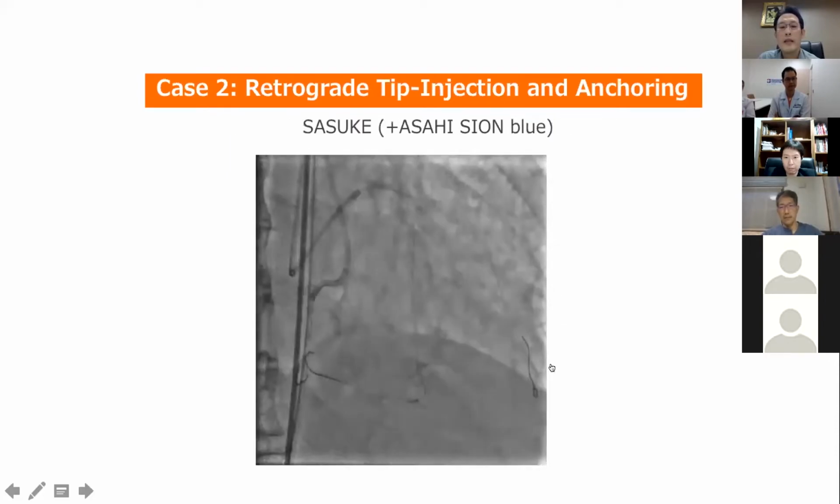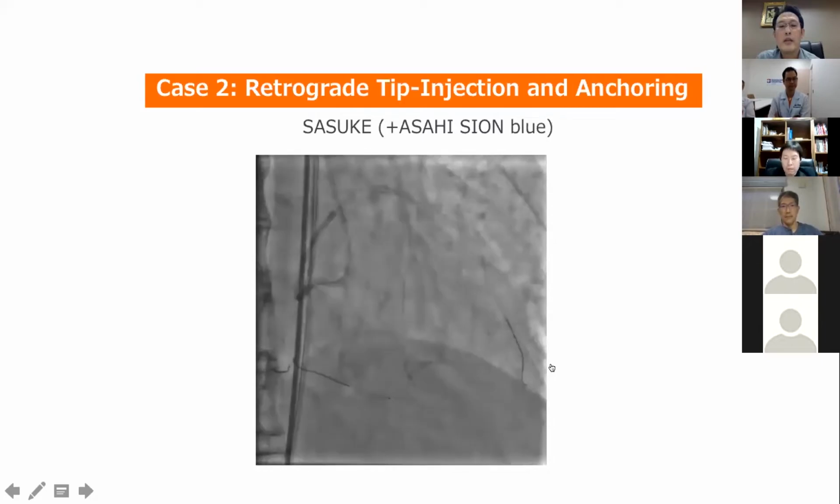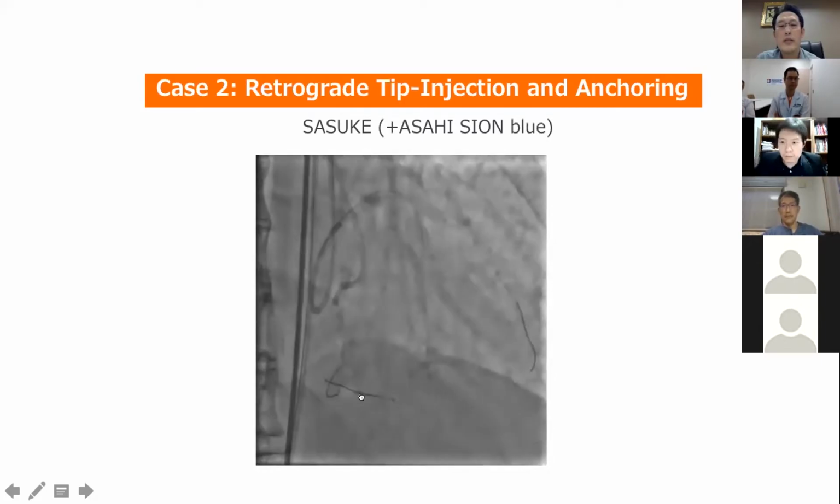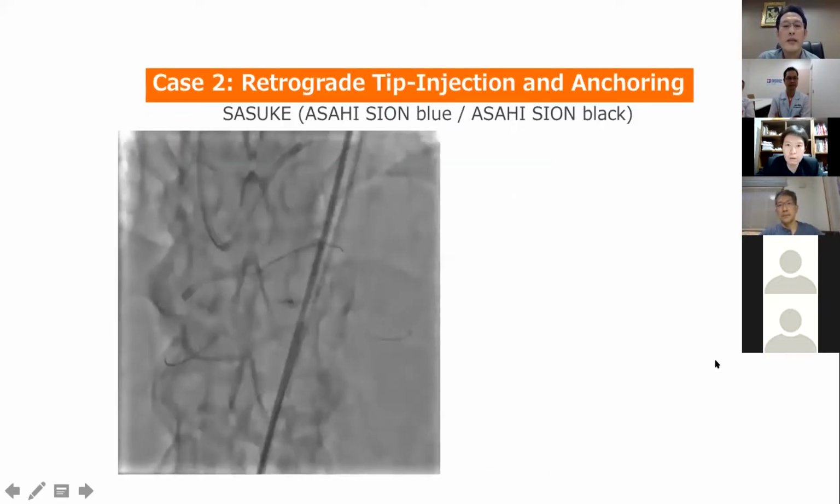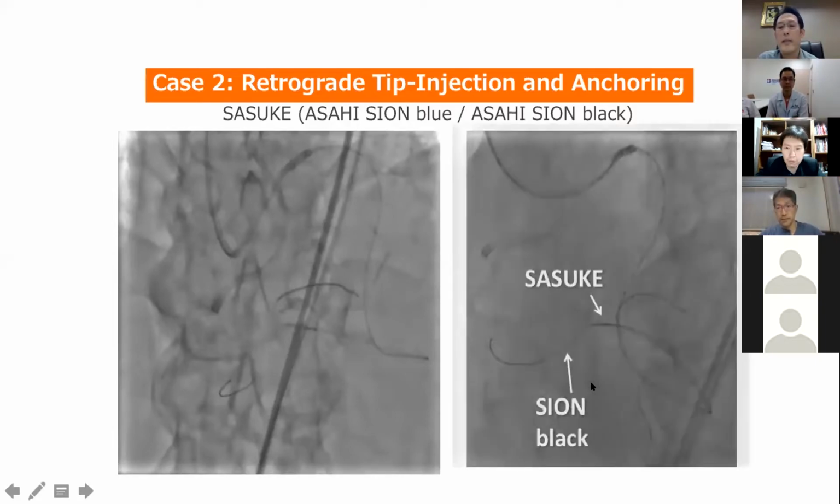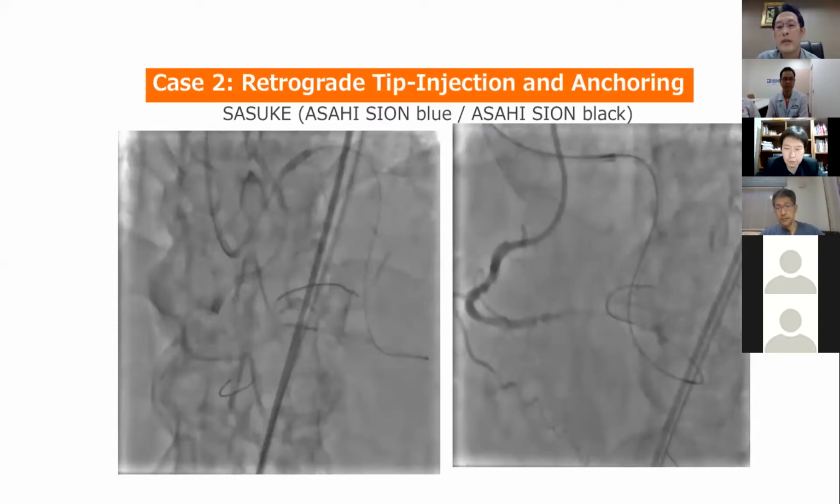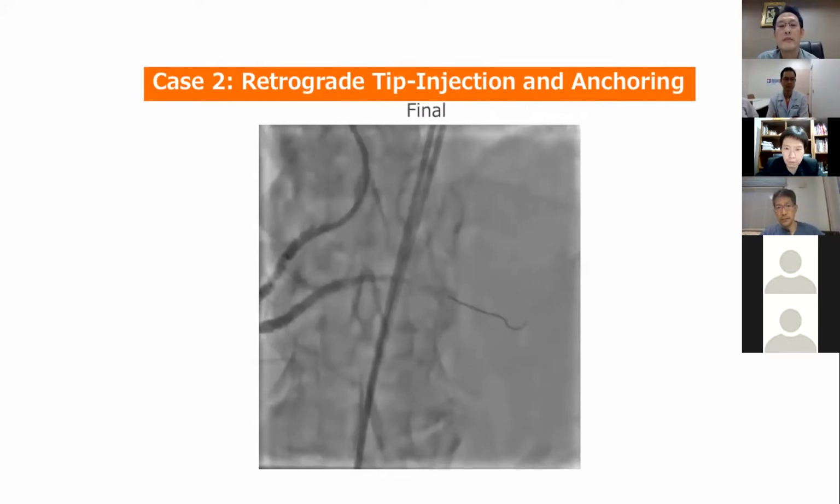And after that, we place the Sasuke together with the Xiong close to the lesion like this, and then use the second wire. This is a tip injection, and use the second wire to cross the distal CTO with the Xiong back to cross the lesion. And this is after we can cross the lesion. And final angiogram.